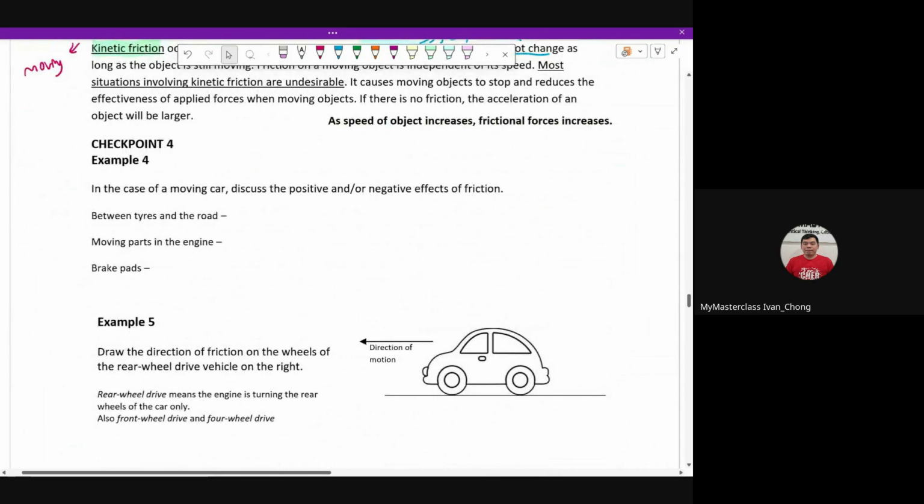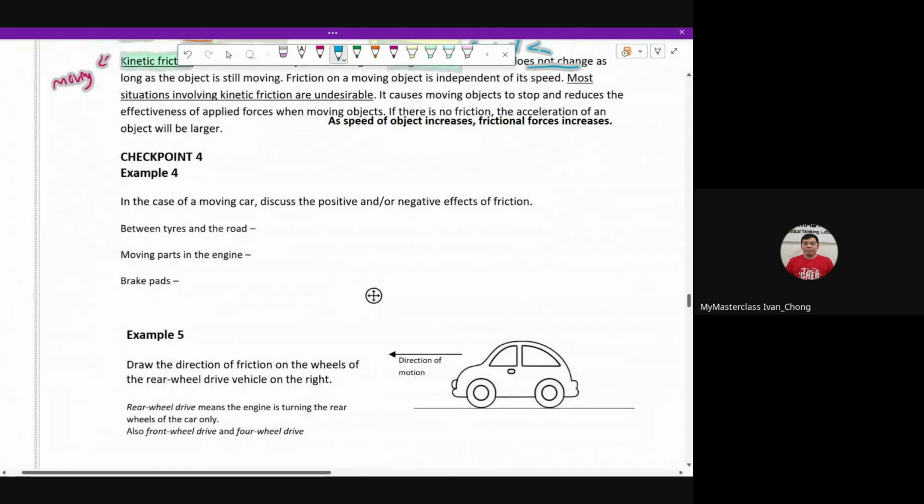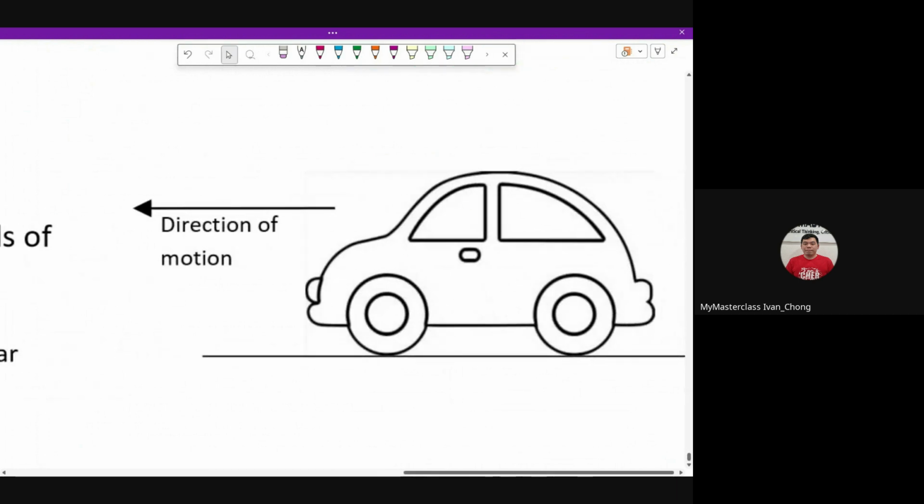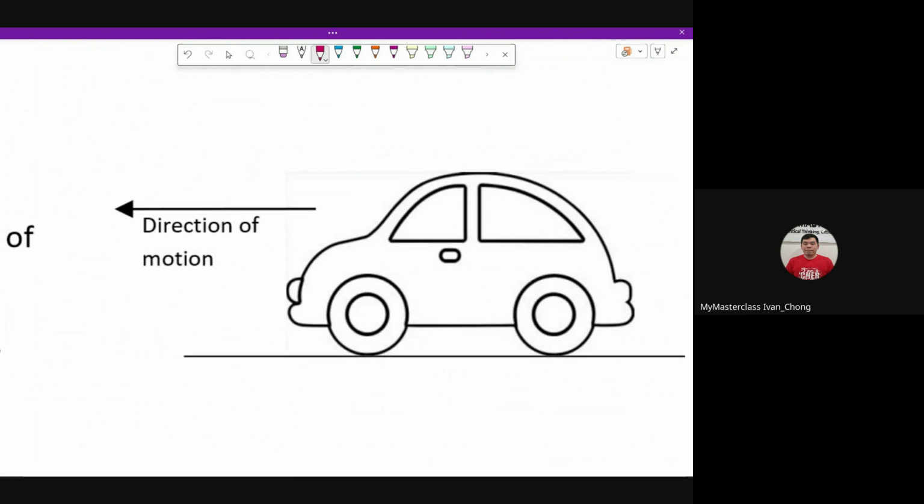Now, let's talk about the positive and negative of friction itself, between tires and the road. Let's say the car below here. Let's take a look at the one below first. If your car is moving to the left, what happens? It means that my wheels must be moving in an anti-clockwise direction. It should move like this.